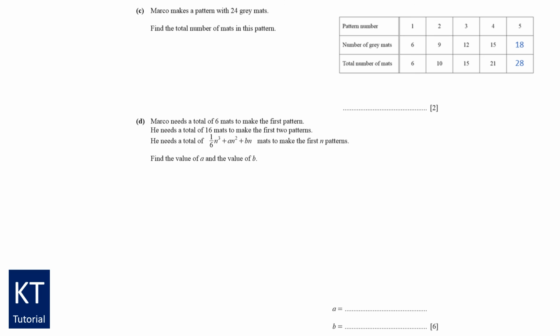Question 12c. Marco makes a pattern with 24 gray mats. Find the total number of mats in this pattern. By letting n equal the pattern number and equating the expression with 24, we can solve for n. Knowing that n is 7, the total number of mats can be calculated as 28 plus 8 plus 9.